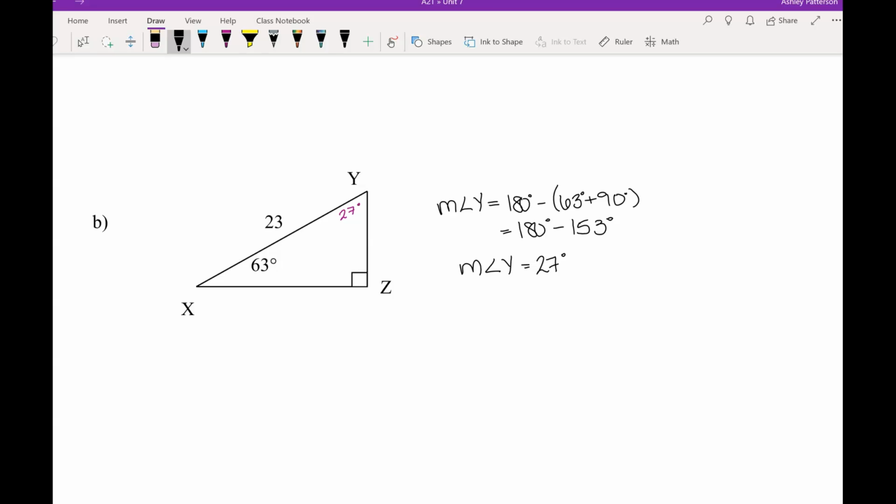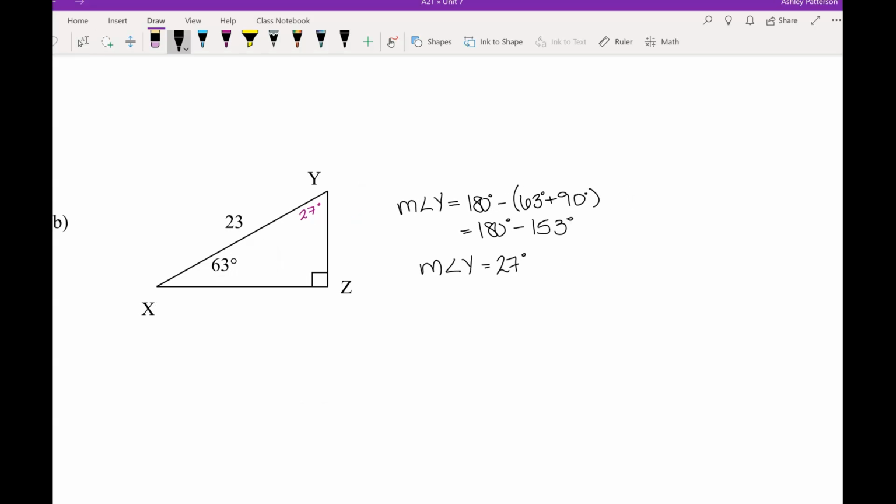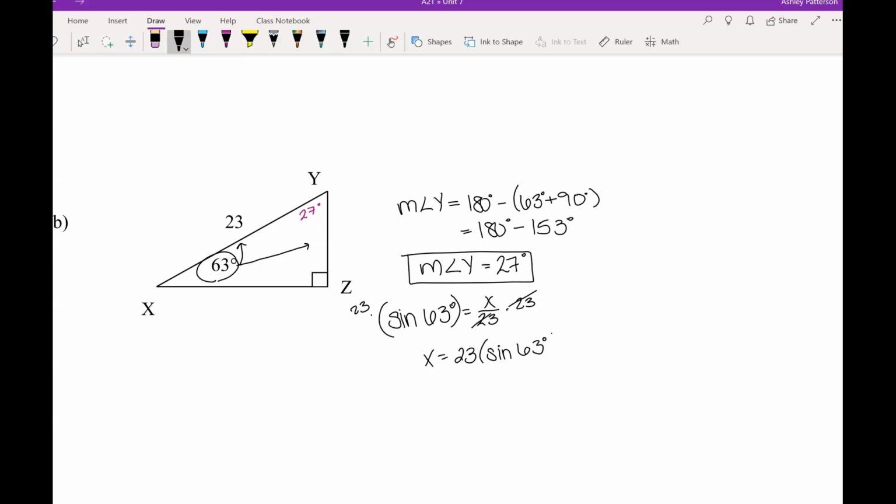And please note, you always want to use the given. I am going to find little x. How? Well, I have the measure of angle X. Little x is its opposite. I have the hypotenuse. So I'm going to box this real quick. I'm going to use the sine of 63 degrees to give me little x over 23. Okay, multiplying both sides by 23, I'm going to say that x is equal to 23 times the sine of 63.